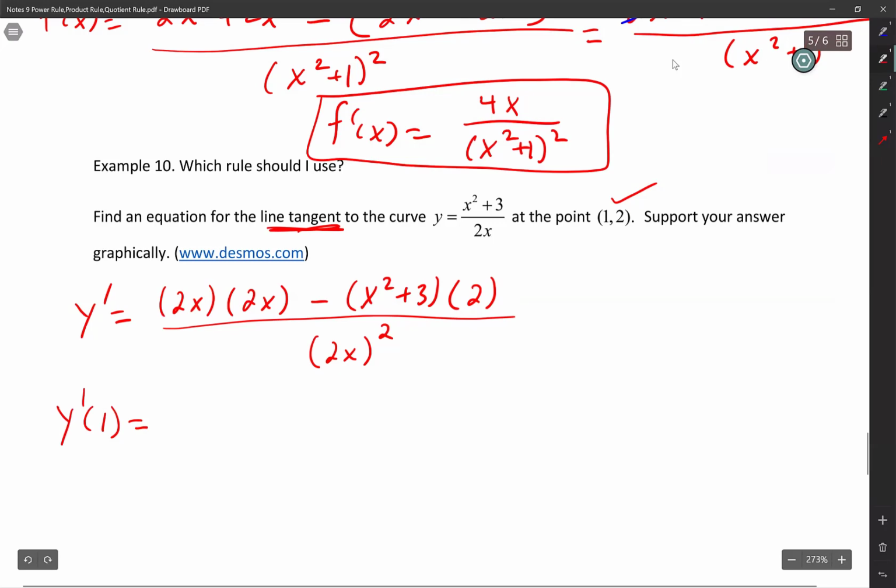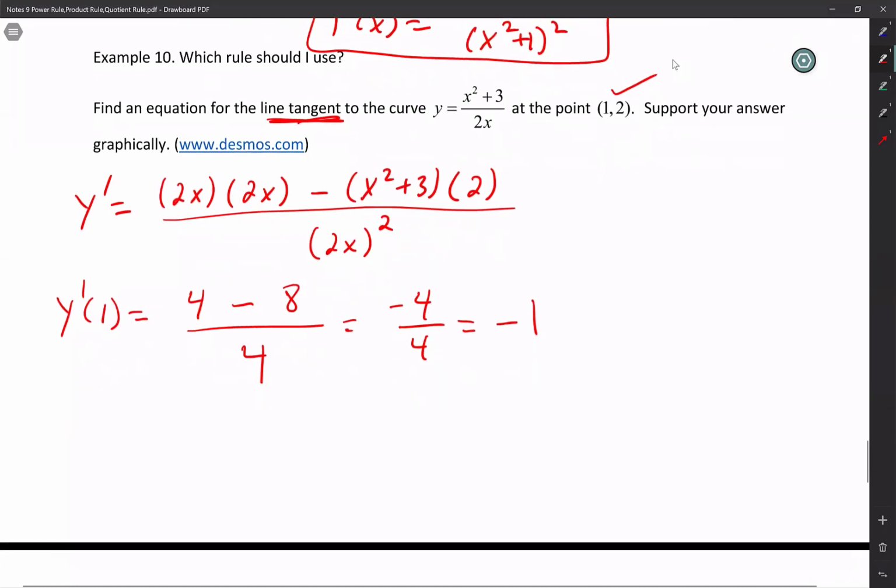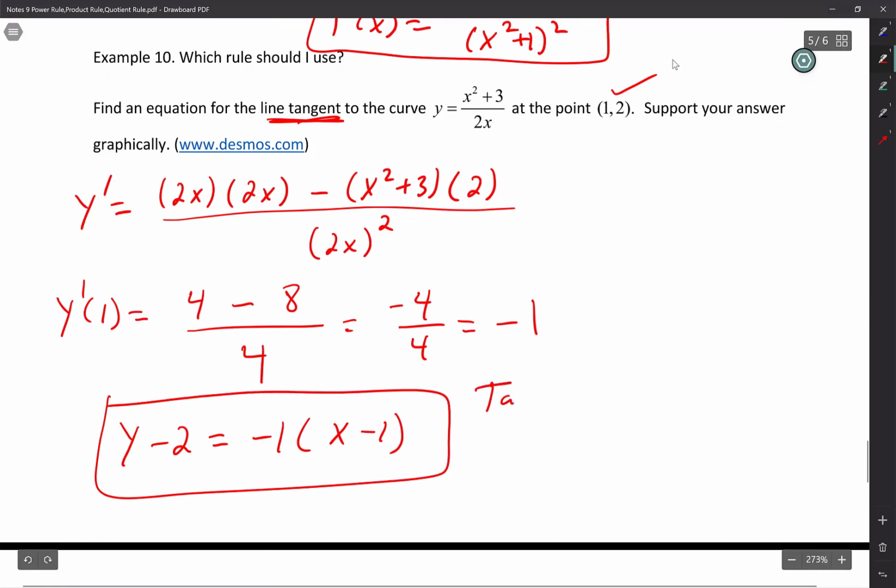y prime of 1 equals, let's see, if I plug in a 1, I get 2 times 2, which is 4, minus, if I plug in a 1, yes, I could have simplified it over here, but I decided to be lazy here. 1 squared is 1, 1 plus 3 is 4, 4 times 2 is 8, over 2 times 1 is 2, 2 squared is 4. So I have negative 4 over 4, so my slope is negative 1. Now that I know that that's my slope, y minus 2 equals negative x minus 1. You don't have to put a 1 in there, but I already did. I'm going to stop right here. I'm going to call that a tangent.